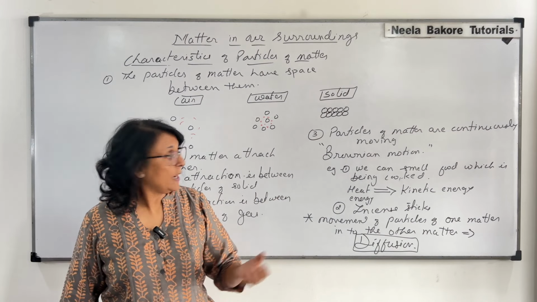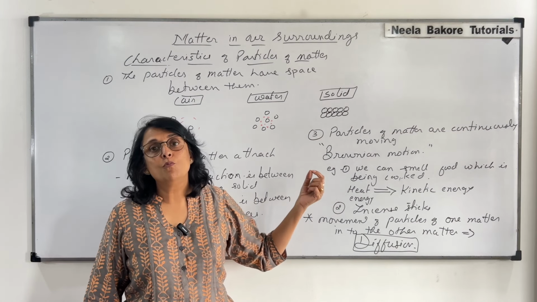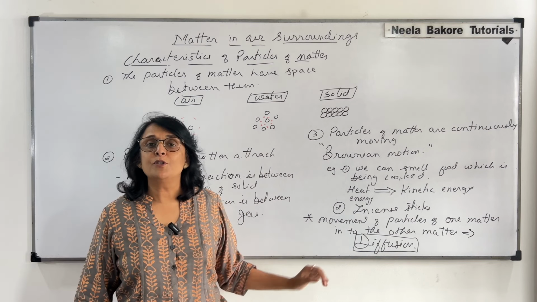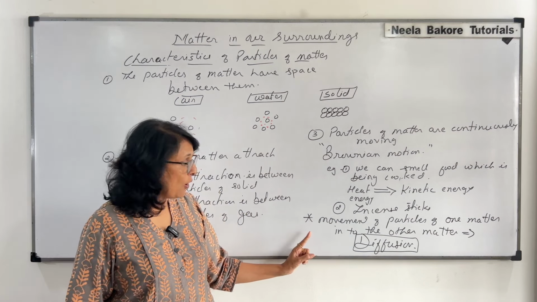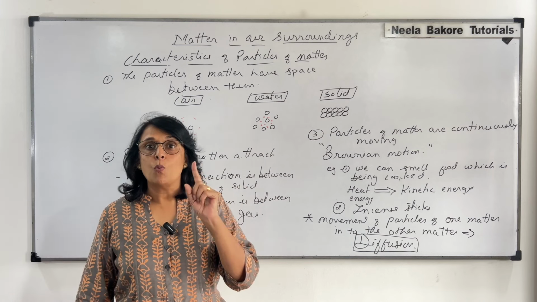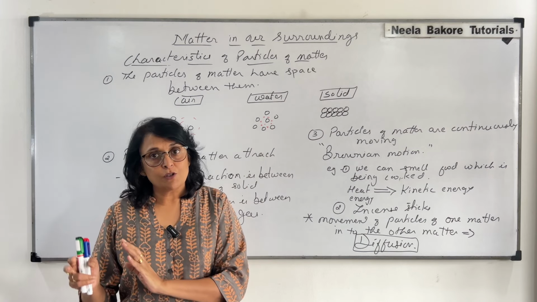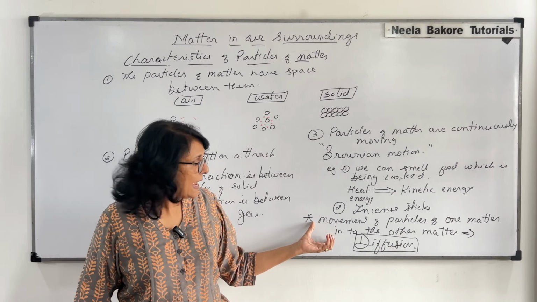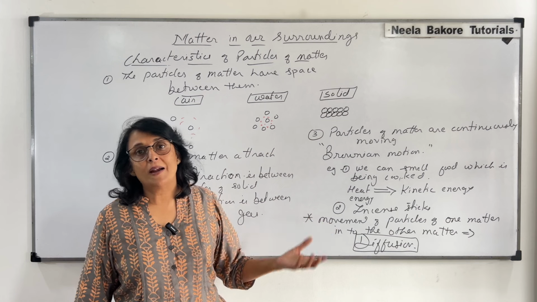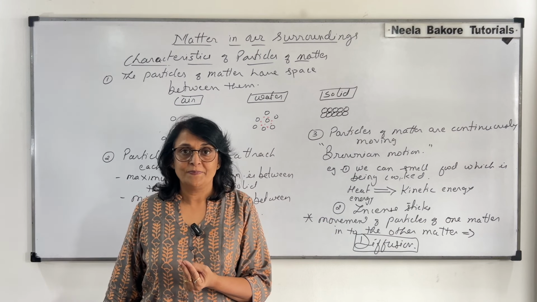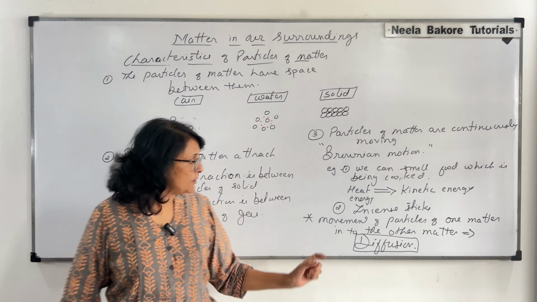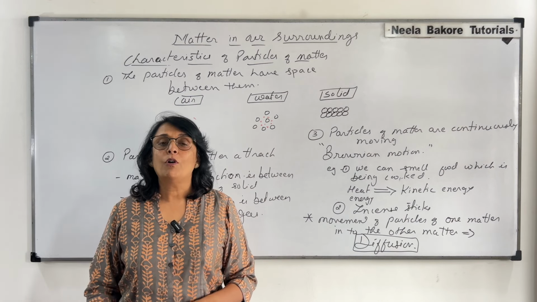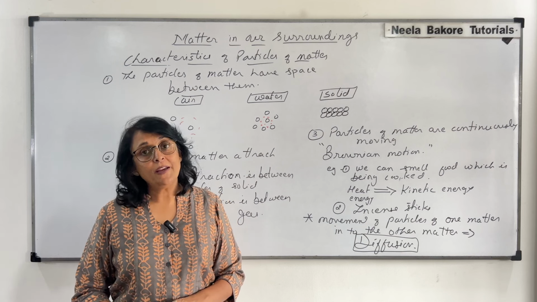And this is the point, that particles of matter are continuously moving. They can move more if they have extra energy. They would move less if they have less energy. So we can have multiple examples to understand this. And the process when particles of one matter move in the particles of other matter is known as diffusion. We can also term this as intermixing of particles of two matters. Now in the next part, we will talk about diffusion, how it takes place, and what are those factors which would affect diffusion.